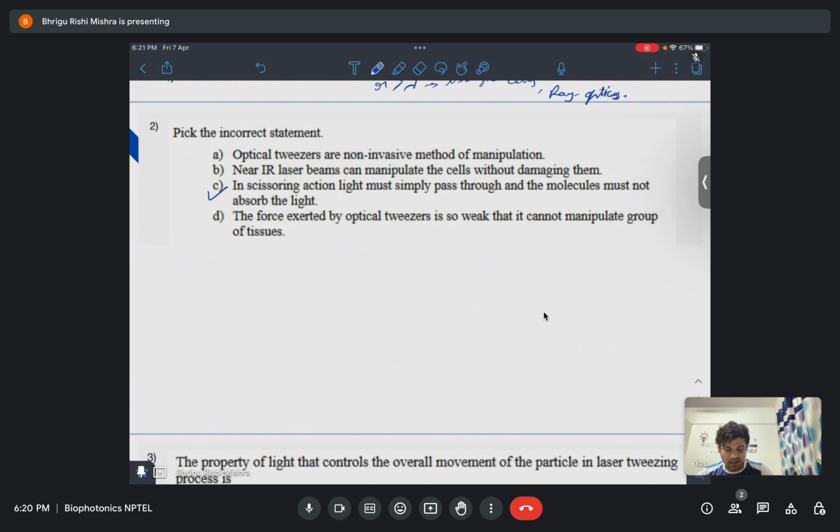And the force exerted by optical tweezers is so weak that it cannot manipulate a group of tissue. This is also correct, because with the help of optical tweezing action you can manipulate one single tissue or one single cell, not the entire group. Okay, so let's discuss a little bit about this scissoring action.